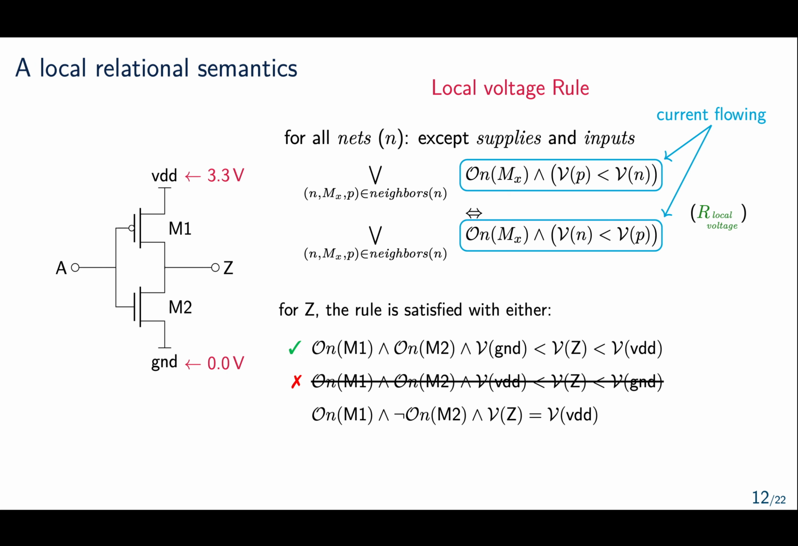The rule is also satisfied by having only the device M1 turned on. The voltage of Z can only be equal to the one of VDD. This corresponds to a normal functioning of the inverter. Similarly, when only M2 is on, Z connects to GND, and that too is a normal functioning of the inverter.